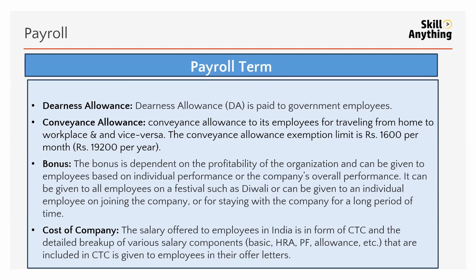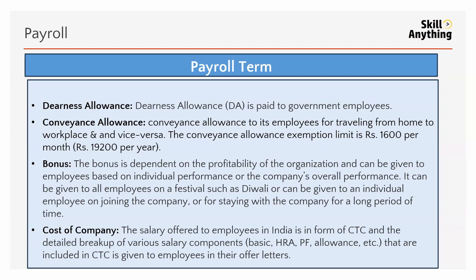Now another payroll term is conveyance allowance. Conveyance allowance is an allowance which the employer pays to employees for traveling from home to work and vice versa. The exemption on conveyance allowance is 1,600 per month from tax, and 19,200 per year. Beyond that, it is taxed.